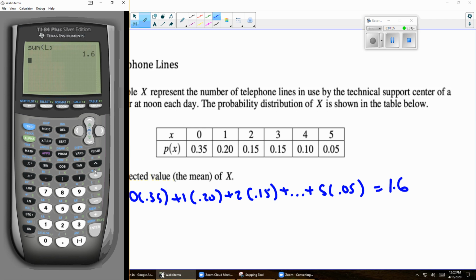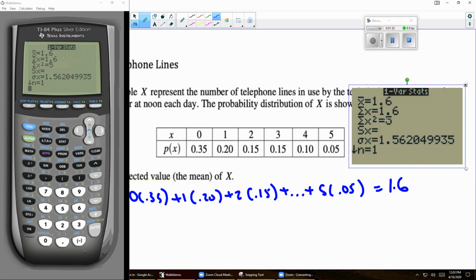A more expedient way is to think that this is really a one variable graph. Even though I've got two lists there, it's one variable. The variable is how many phone lines were in use at noon. And so I can press stat, calc, 1-Var Stats, because it's only one variable, where the list is in L1 and the frequency, or how often they occurred, is in L2. Calculate, and there's the 1.6 right there.